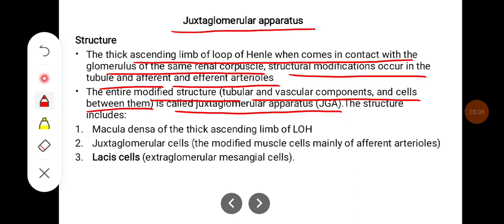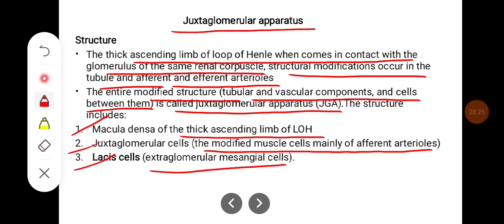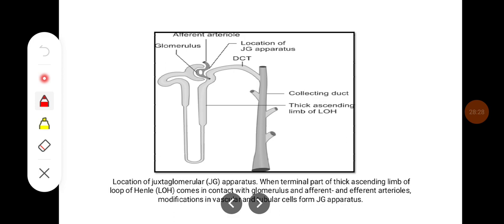The structure includes mainly the macula densa of the thick ascending limb of the loop of Henle, juxtaglomerular cells, which are modified muscle cells mainly from the afferent arterioles, and the Lacis cells, which are extraglomerular mesangial cells. So when the thick ascending limb of the loop of Henle comes in contact with the same renal corpuscle, they get modified, and together with the afferent arteriole of the glomerulus and the mesangial cells, they form the juxtaglomerular apparatus.